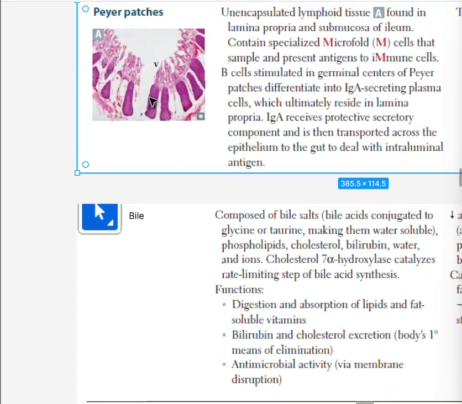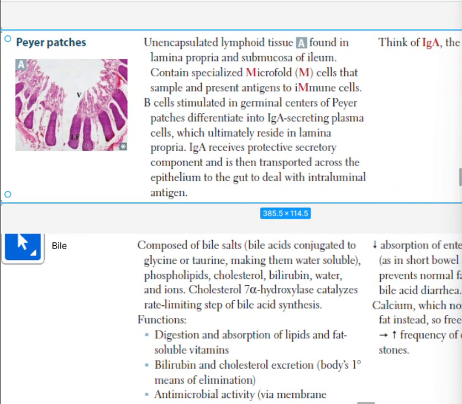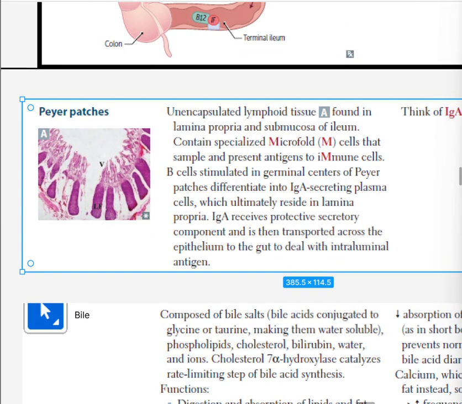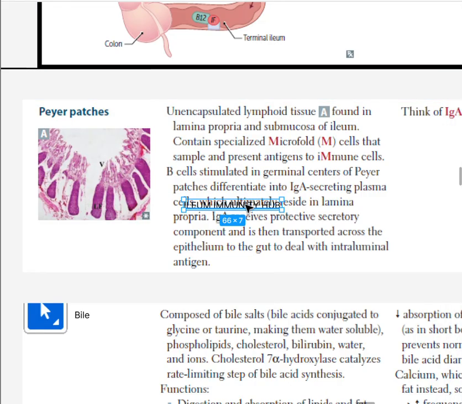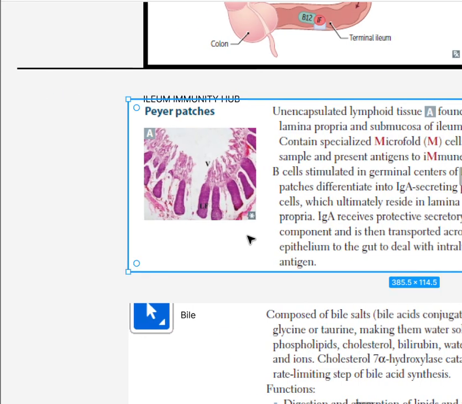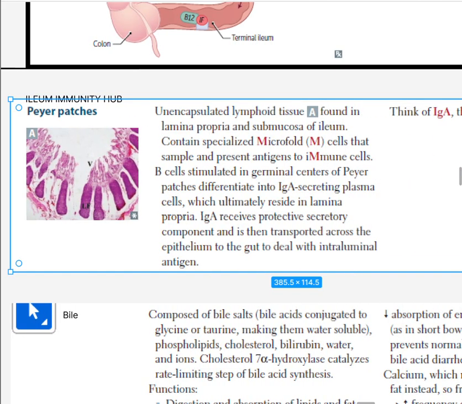Now we move on to the Peyer patches. The Peyer patches basically are the ileum immunity hub. So let's call them the ileum immunity hub, right? So here we have the ileum immunity hub. What are they? They're basically aggregated lymphoid nodules in the ileum. And they're part of the gut-associated lymphoid tissue, which we call the GALT.